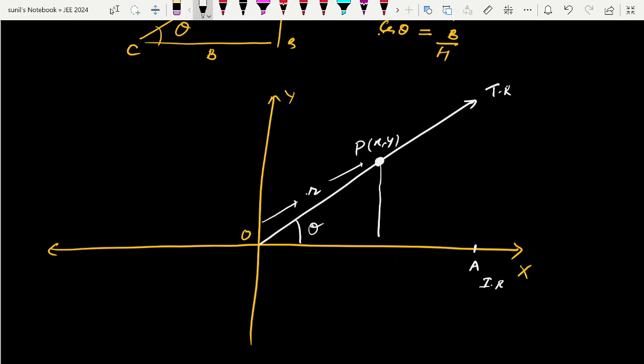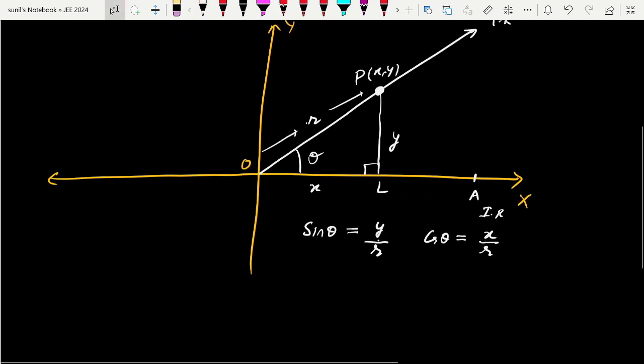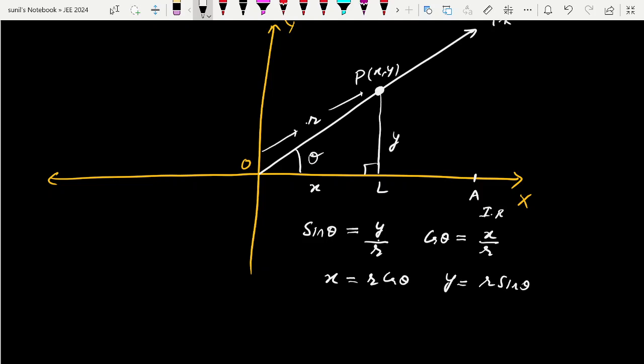Now in this right angle triangle, that is OPL, this is x and this is y. So in this triangle, how will we define sine theta? Sine theta is nothing but opposite side, that is y, upon hypotenuse, that is r, and cos theta is x upon r. Now from this definition, x is equal to r cos theta and y is equal to r sine theta.